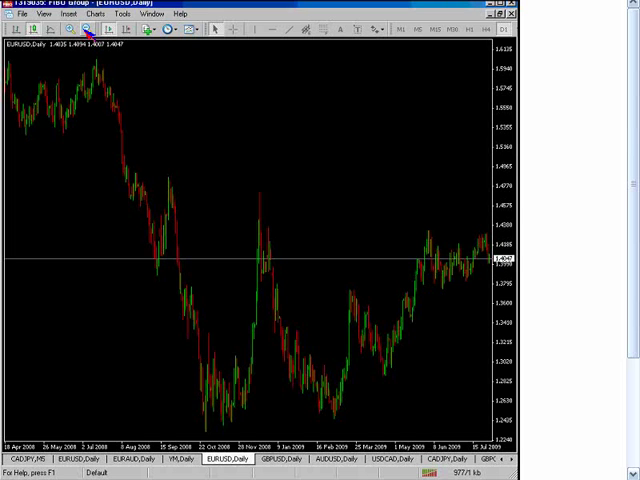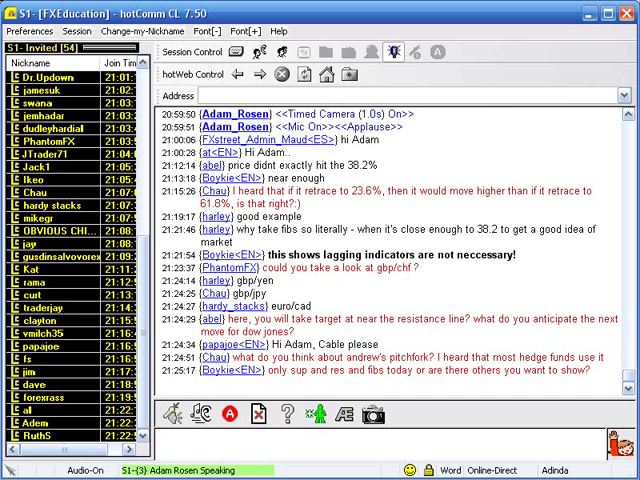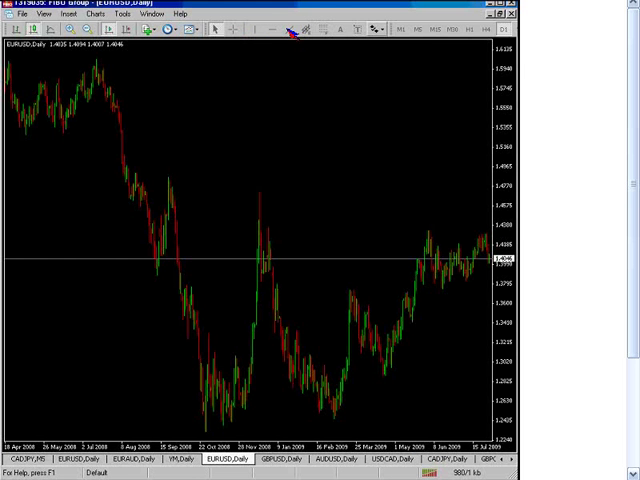94 to 9,500. Question is, what do you think about Andrew's Pitchfork? I heard most hedge funds use it. I personally have not used it. Not to say anything negative about it at all. It's just, unfortunately, there's a limited amount of hours in every trading day. I wish I had more time. As is, I'm running late on my schedule with what I'd like to talk about today. But we're all going to talk about support and resistance and Fibonacci. It's really the basic elements of what I like to use in technical analysis.